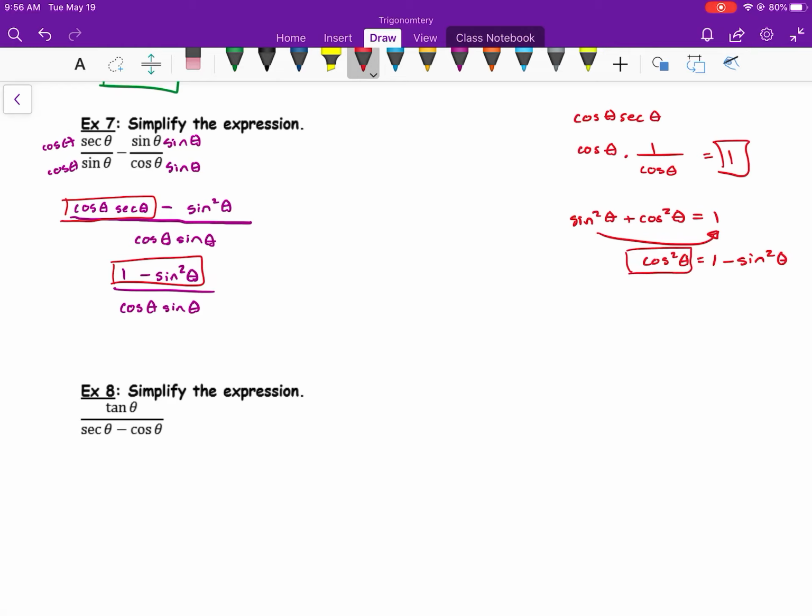So I get cosine squared of theta is 1 minus sine squared theta. So I have cosine squared of theta over cosine theta sine theta. Cosine cancels out there. I'm left with one of them on top, which gives me cosine of theta over sine of theta. Now my quotient identities tell me that cosine over sine is cotangent of theta.